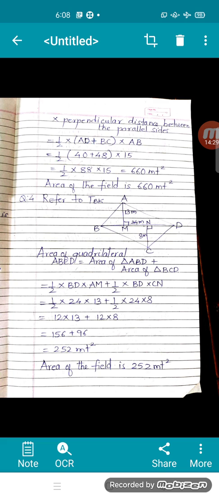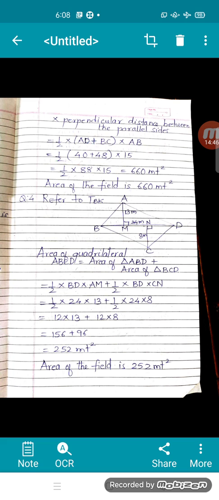Question number 4. Draw the figure. The diagonal of a quadrilateral shaped field is 24 meter and the perpendiculars dropped on it from the remaining opposite vertices are 8 meter and 13 meter. Find the area of the field.